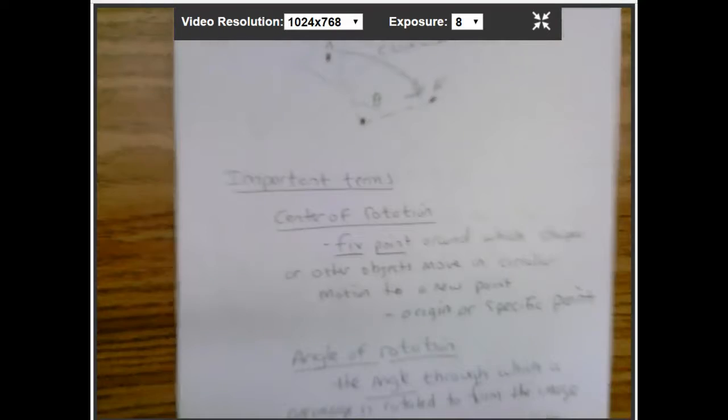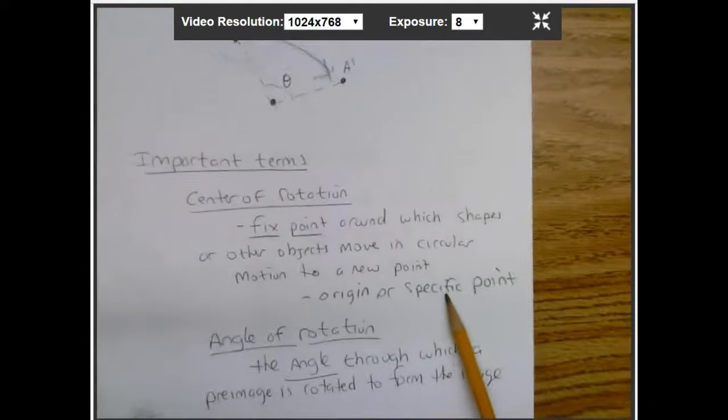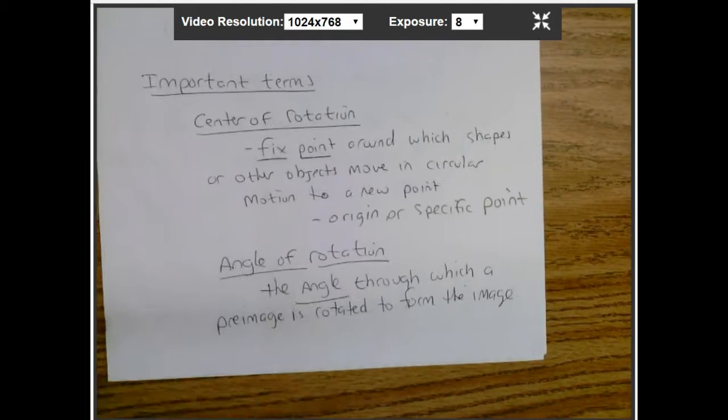Some important terms to understand are center of rotation, which is a fixed point around which shapes or other objects move in circular motion to a new point. If we're rotating something about the origin, that's the center of rotation. It can also be a specific point, so it doesn't necessarily have to be the origin. What's nice, though, is that if it is the origin, there are some nice functions that we can use that make it really easy.